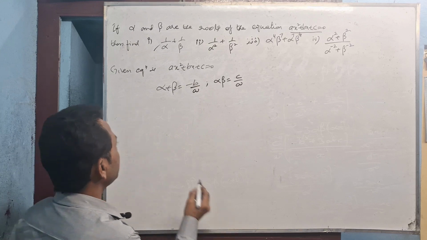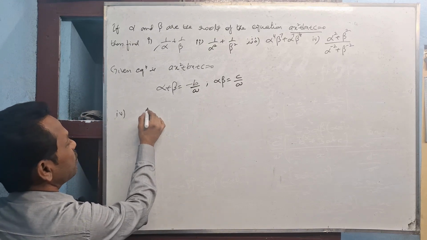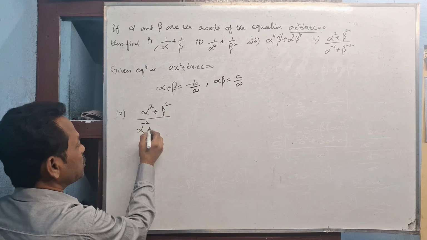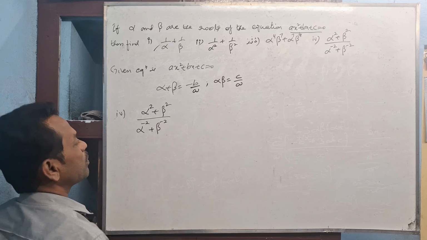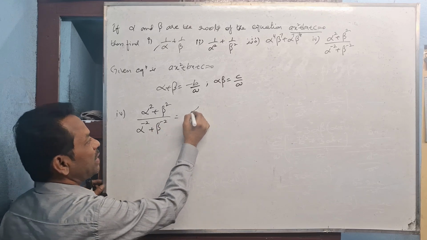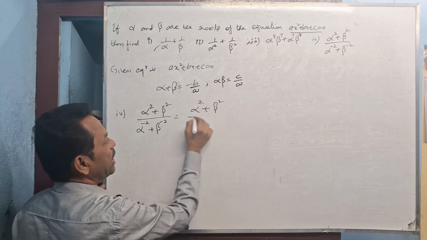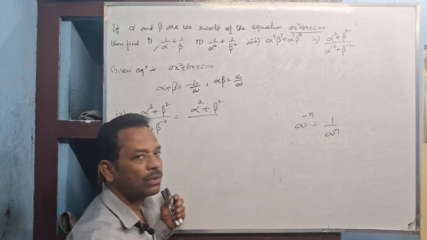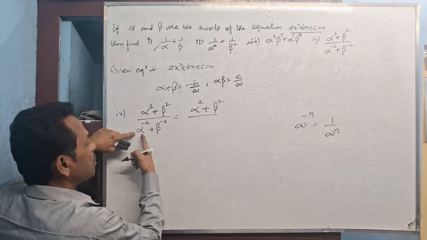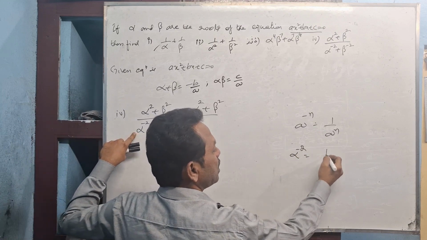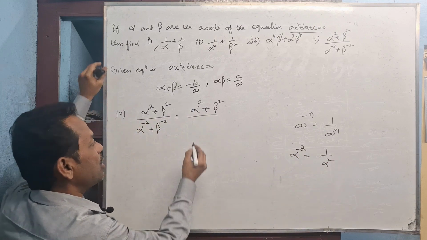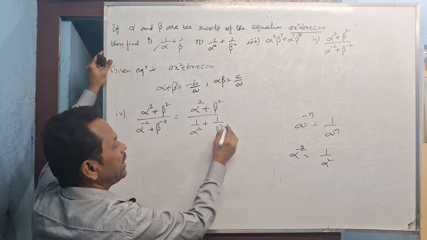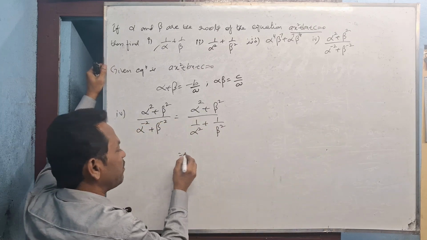Let us go for the fourth question. In the fourth question, we need to find the value of alpha square plus beta square divided by alpha to the power of minus 2 plus beta power of minus 2. Now first let me simplify this. I'll take alpha square plus beta square as it is, divided by, we know that a power of minus n can be written as 1 by a power of n. I'll use that concept here. So alpha to the power of minus 2, I can write as 1 by alpha square. In the same way I'll take 1 by beta square.